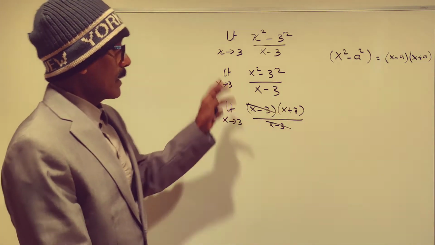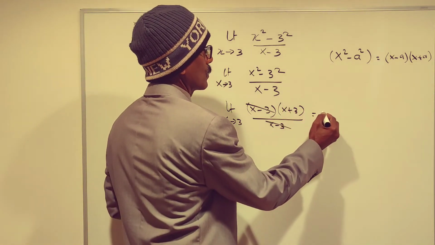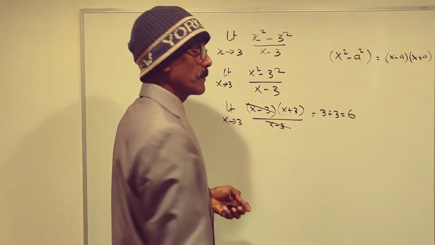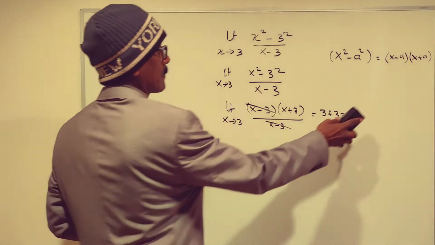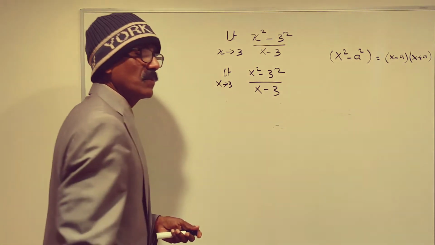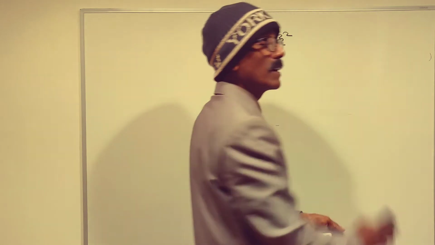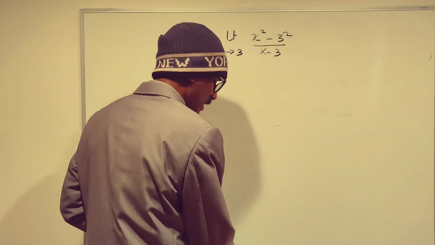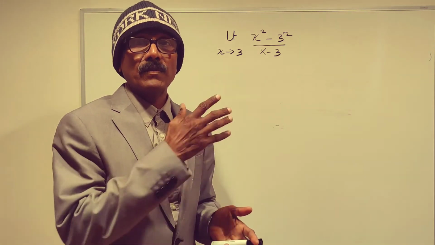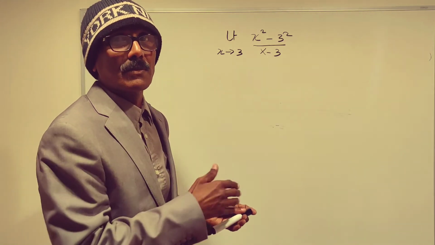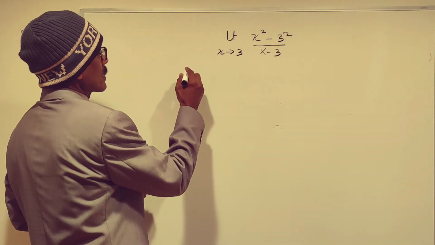So x plus 3. After cancellation, just substitute the value of x is equal to 3 here. So 3 plus 3 equals 6. So that is the method 2. Next method is a little difficult because it is a substitution method. So you guys need to learn that method also, because that is very important. Just take a paper and pencil and write down everything I do on the board. Next one, substitution method.